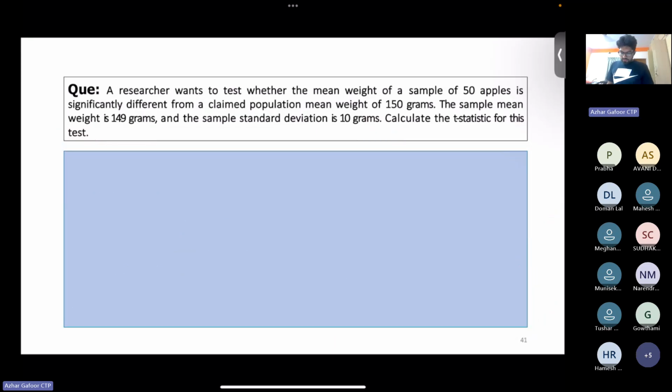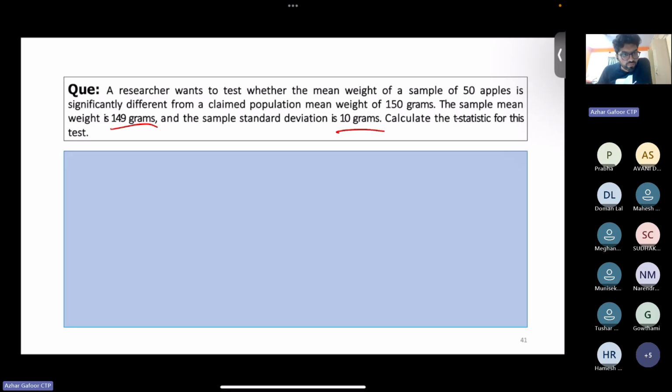We'll see one more problem. A researcher wants to test whether the mean weight of a sample of 50 apples is significantly different from a claimed population mean weight of 150 grams. The sample mean weight is 149 and the sample standard deviation is also given. Calculate the t statistic for this test.